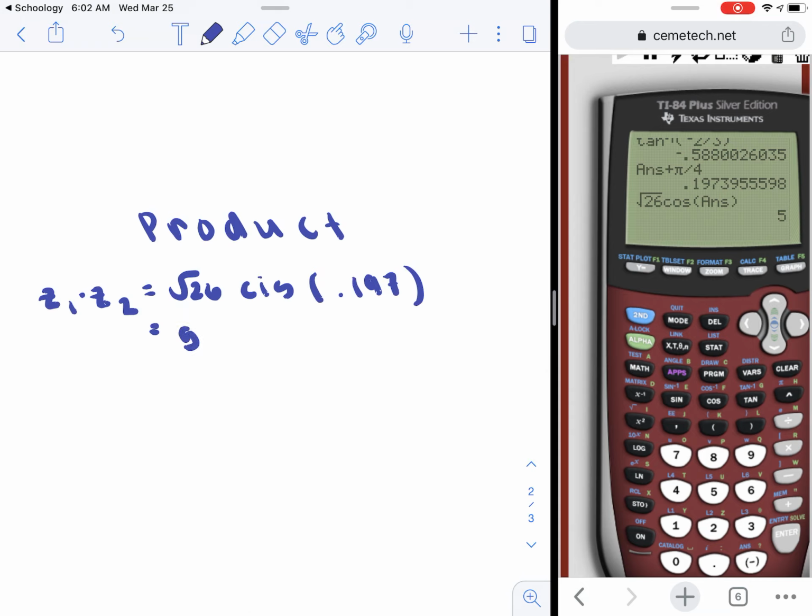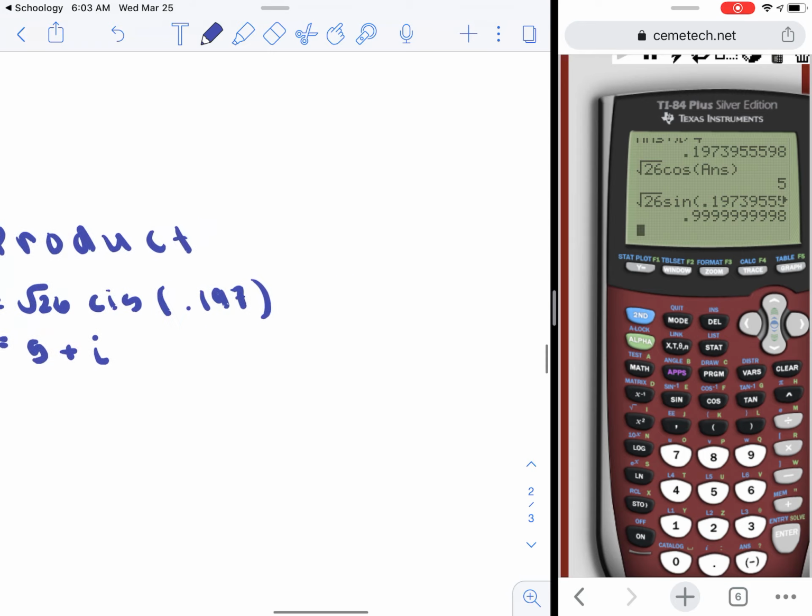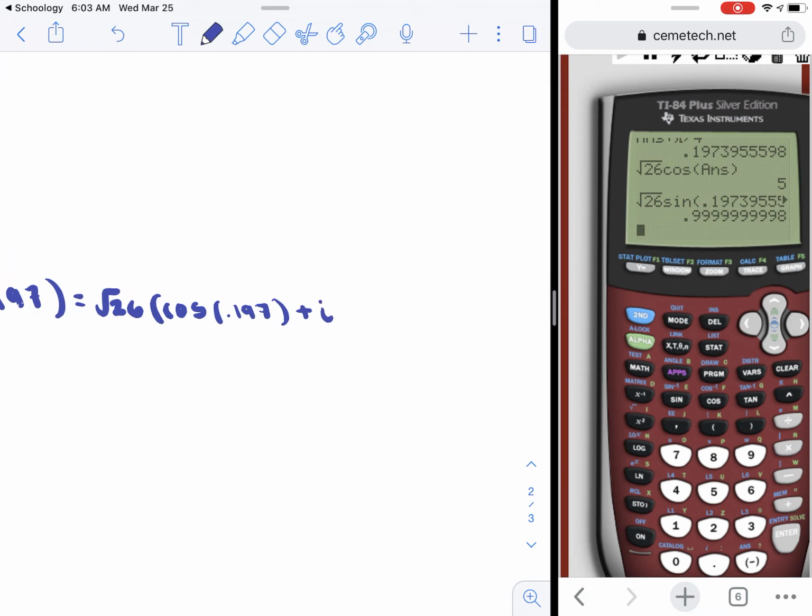And then when I do this again, square root 26 times the sine, and now be careful, not that answer, this answer right here, I get approximately 1. So I'm getting 5 plus 1i, or 5 plus i. So again, you want to rewrite this in standard form by taking root 26 and multiplying it by the cosine of that angle, and then the i sine of that angle.